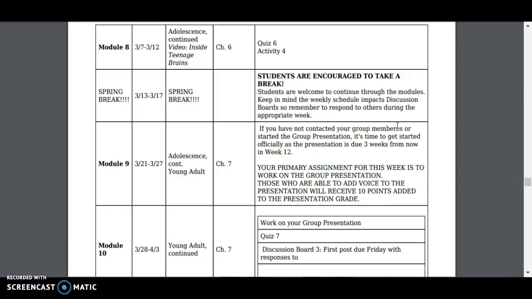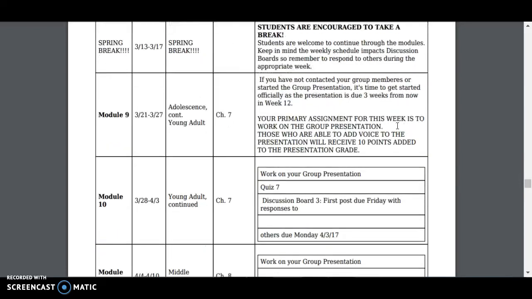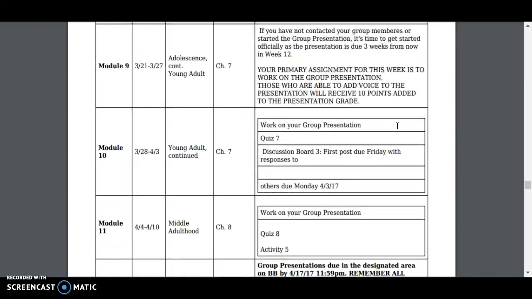We have spring break this semester, which is very, very exciting. I know students love to take a break, need to take a break. You don't have to break during the semester if you want to keep on rolling through, but remember, you're still going to have to do the discussion boards in that same time frame so that you can be discussing with your classmates. So don't get so far ahead on the discussion boards that you don't remember to respond to other people.